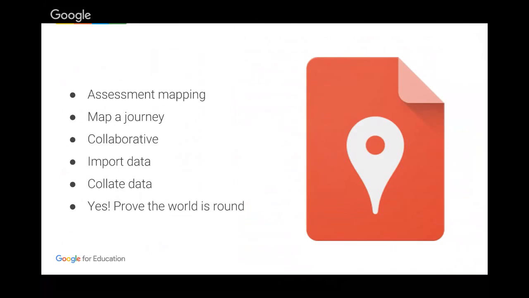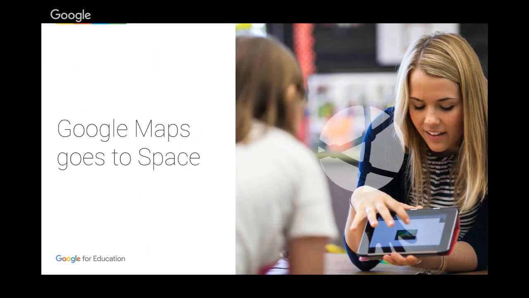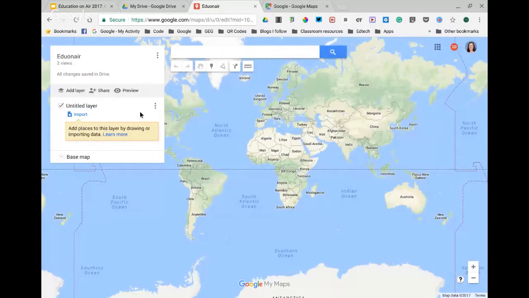So you've got assessment mapping you can do with My Maps, which I'll show you some ideas around that. You can map a journey. They're collaborative. You can import data, collect data, and you can actually prove to your kids that the world is round. So first of all, I'm going to show you how to import data into a My Map. I've just created this one just to show you how to do this.